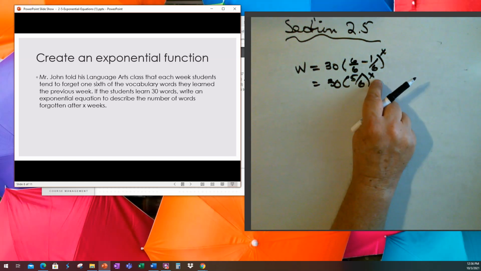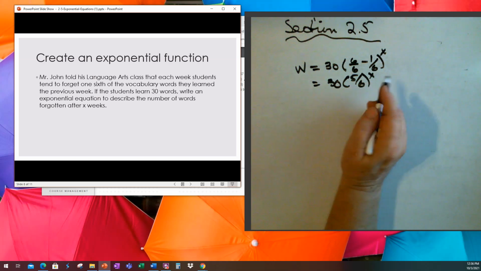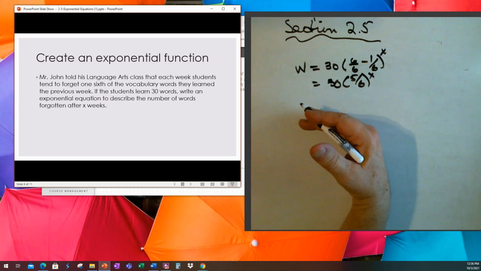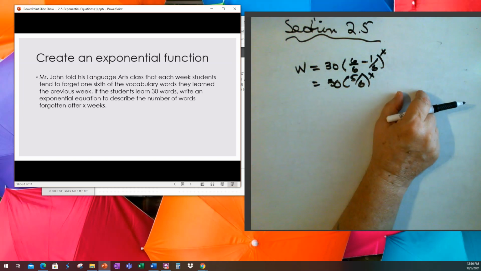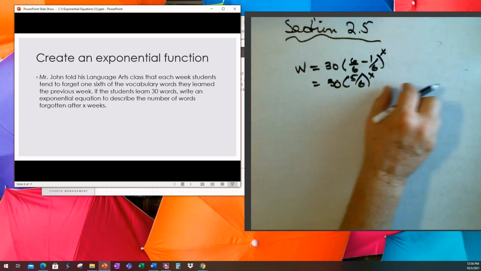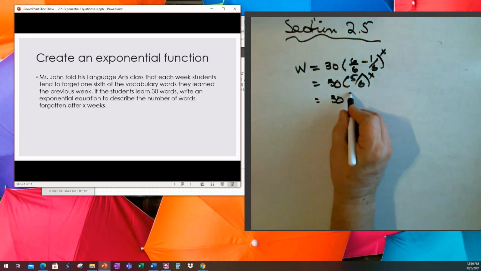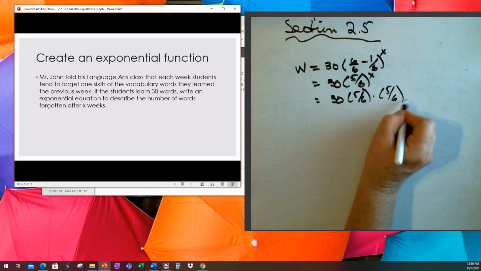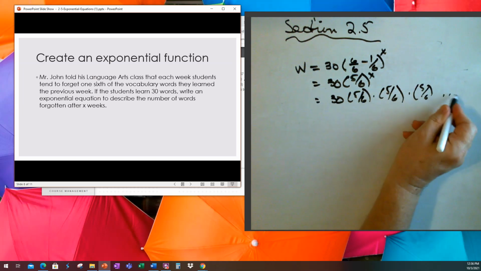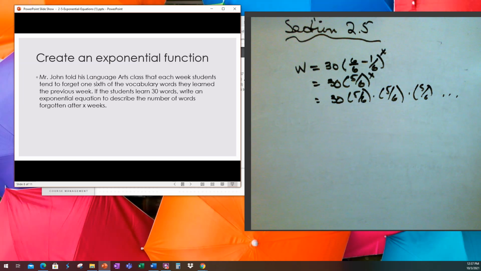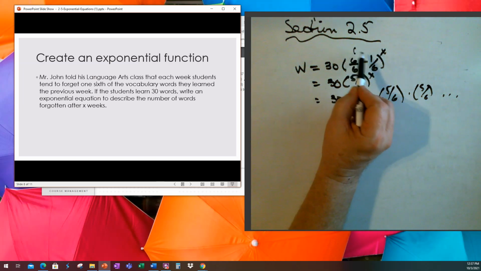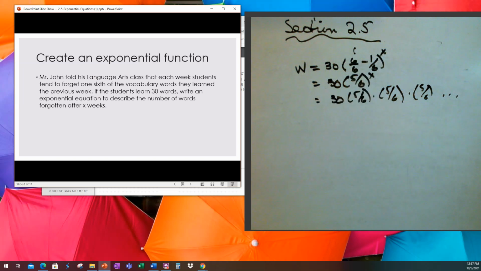So this one would be at x equal to 0. They knew 30 words. After week 1, they would only know 5/6 of them. They have forgotten 1/6. And then again, they forget 1/6. They maintain 5/6 of that. And this looks like 30 times 5/6 times 5/6 times 5/6 for each week. So this is the general model. This is just 1 minus 1/6, and that gives you 5/6.